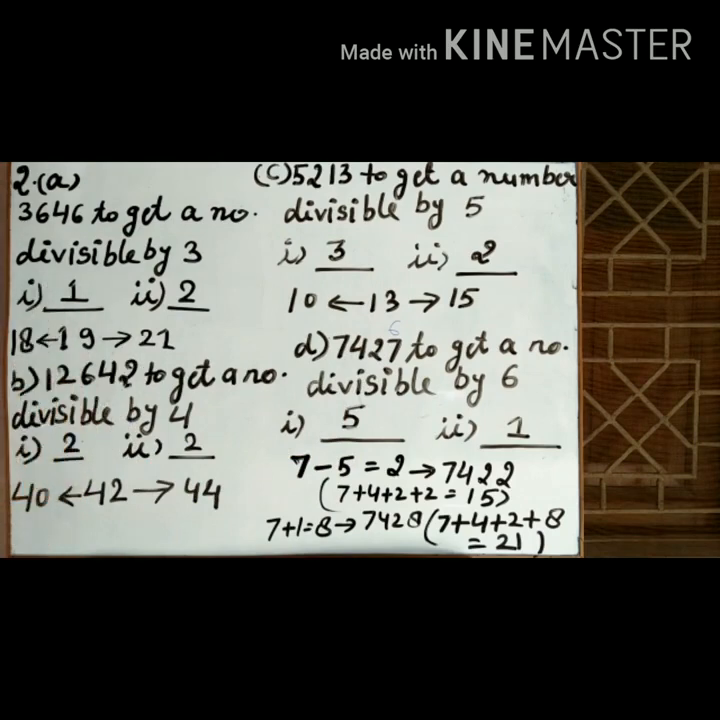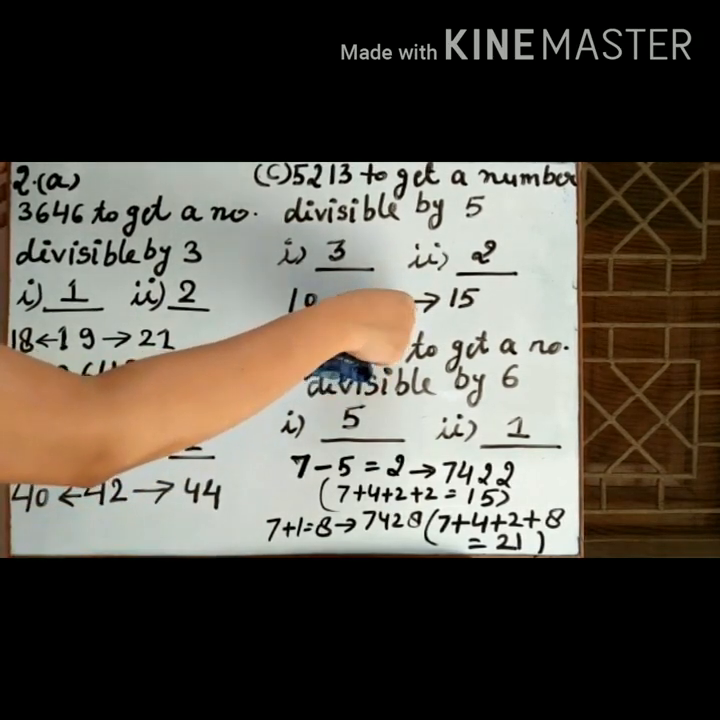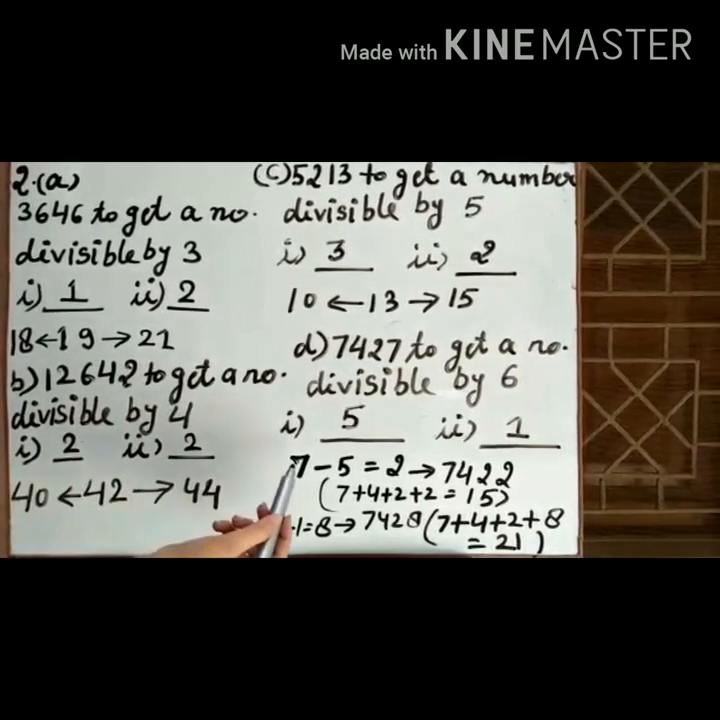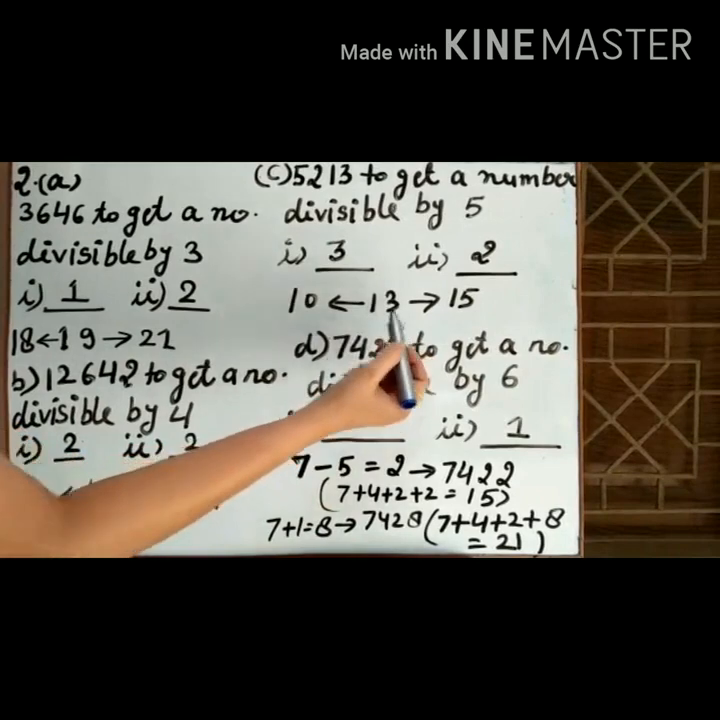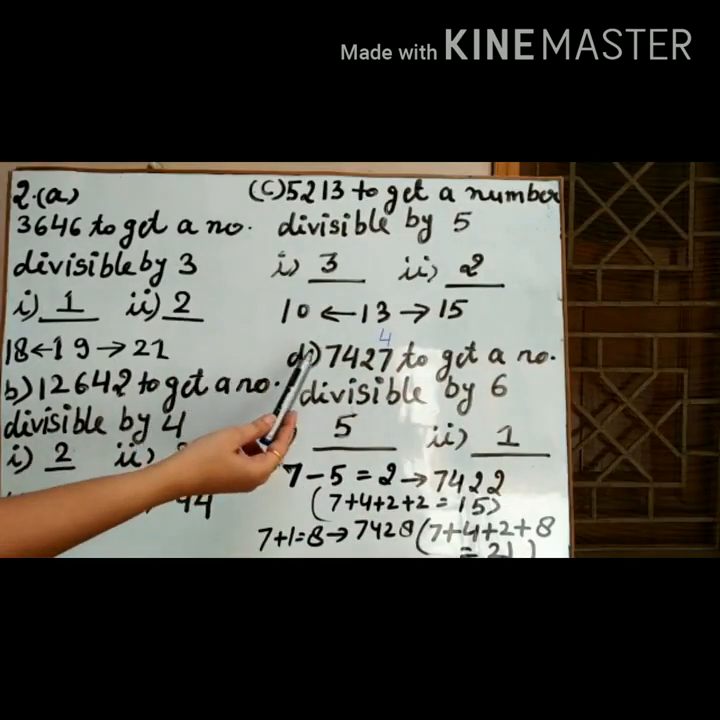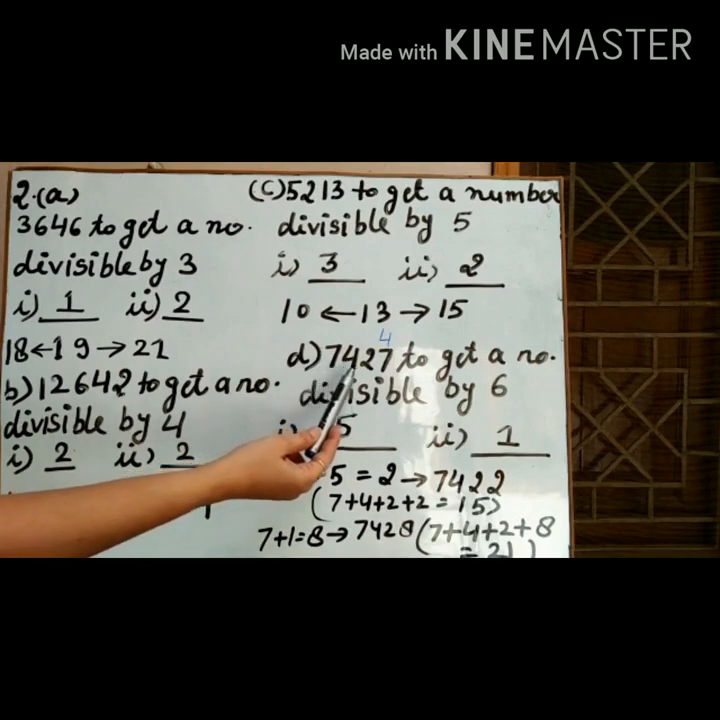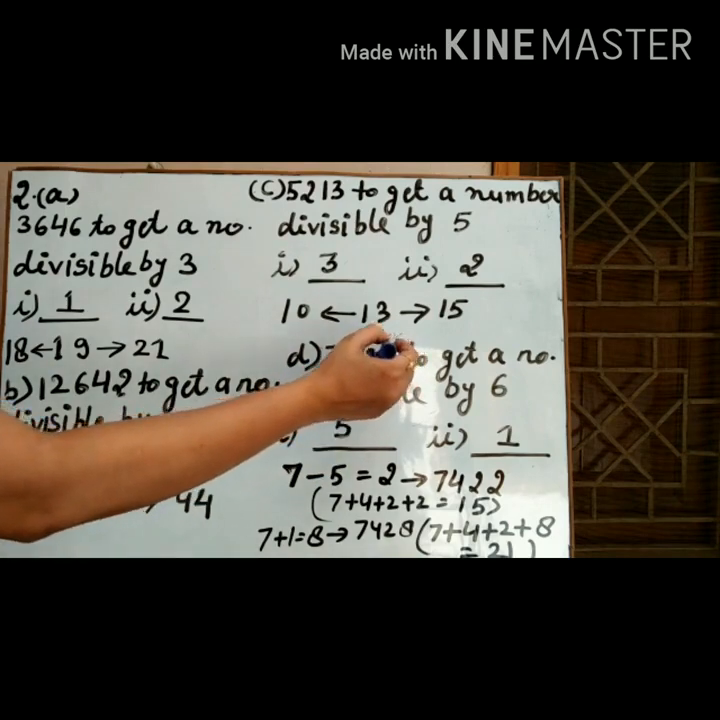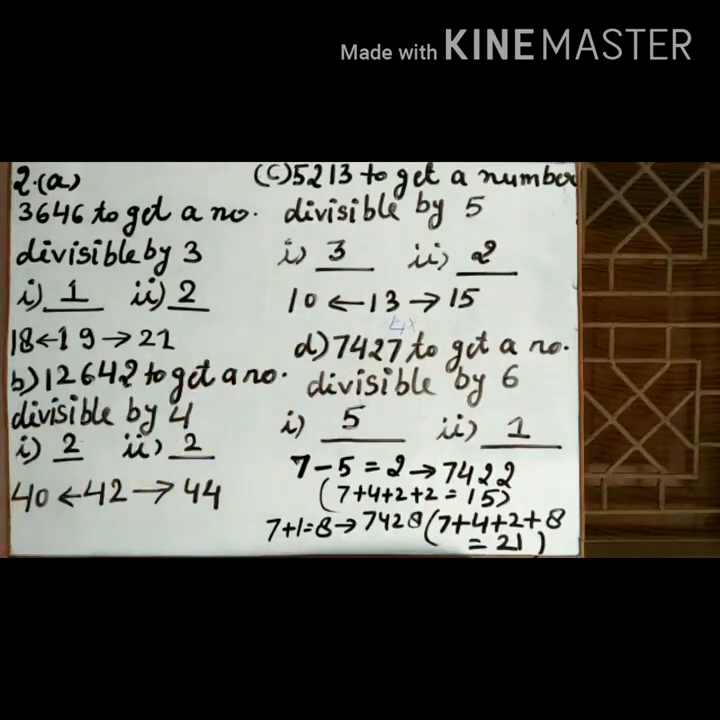But let's check. Is it divisible by 3 also? 7 plus 4, 11 plus 2, 13 and plus 6, 19. And 19 is not divisible by 3. Now, let's subtract 3 to get an even number. 7 minus 3, it means 4. Let's add the digits. 7 plus 4, 11 plus 2, 13 plus 4, 17, which is not divisible by 3. That's why it is wrong.